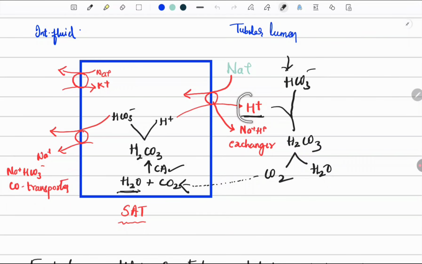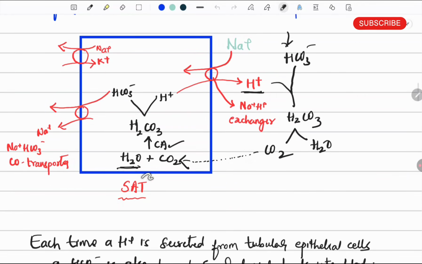Now, the H plus ions which are secreted here will combine with the bicarbonate which is filtered across the glomerulus, and this results in the formation of H2CO3, which again immediately dissociates into water and carbon dioxide. Now, the carbon dioxide which is formed here is going to diffuse into the tubular epithelial cell, and this again helps in the formation of the bicarbonate. So this is how the bicarbonate ions are reabsorbed and the hydrogen ions are secreted.